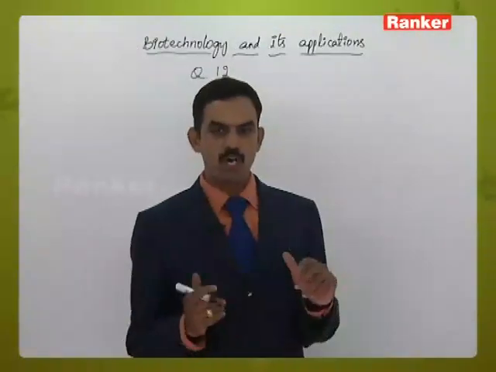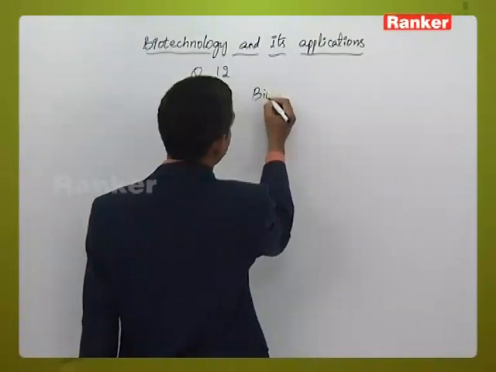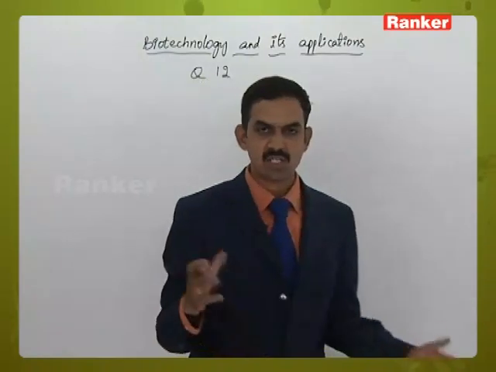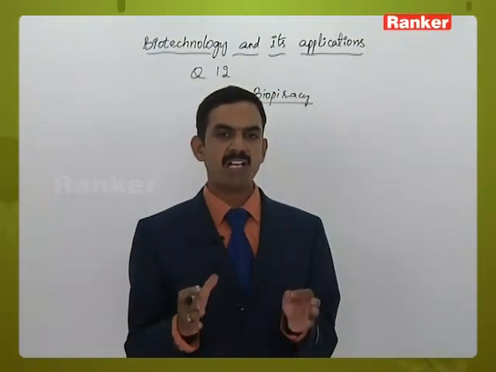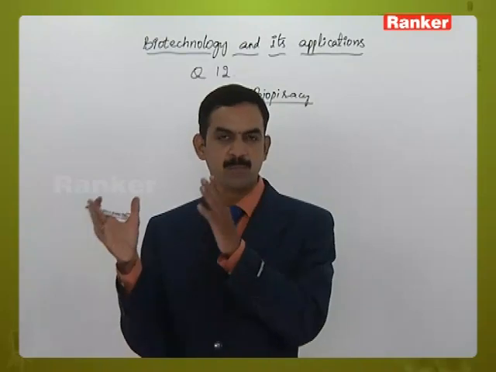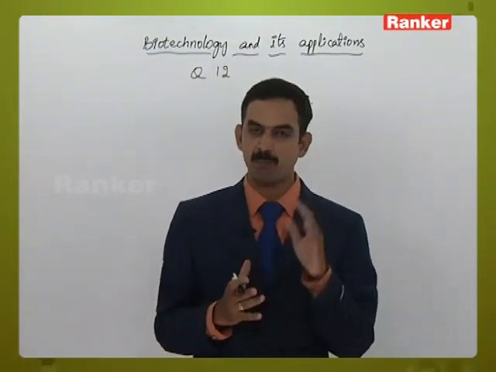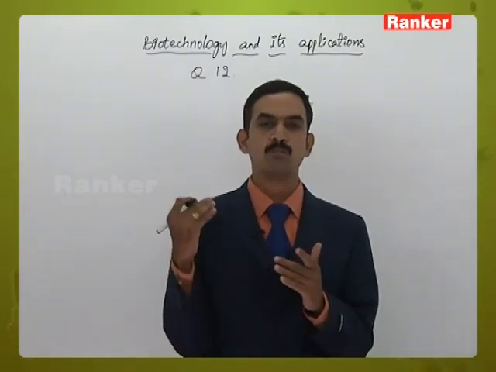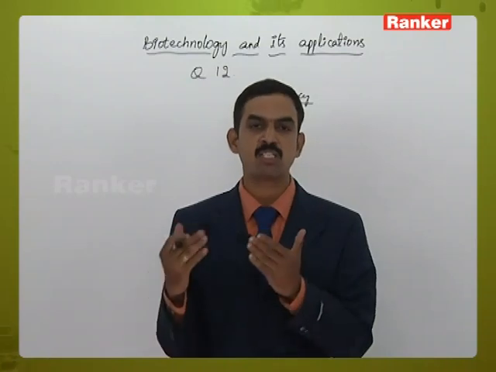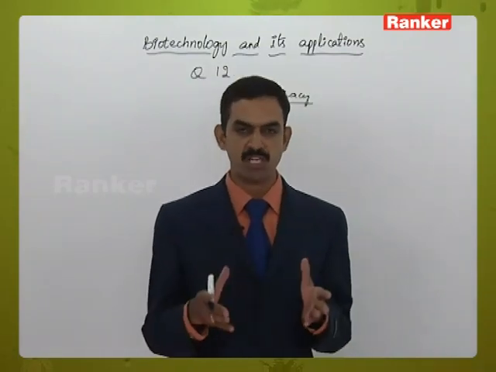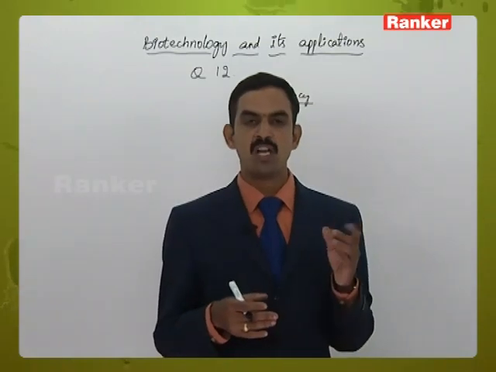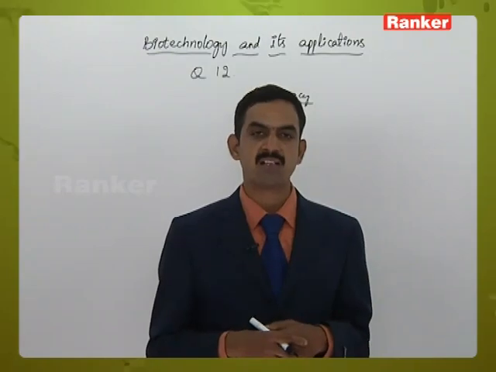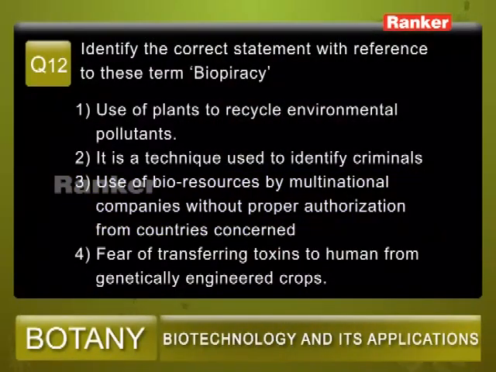Okay, here biopiracy. So already we had discussed that biopiracy is a process where, without prior authorization of the concerned country, a multinational company is using the products or the plants which belong to that particular country. That is called biopiracy. That is exploiting the bioresources of that particular country without giving any specific information. So we can say the use of bioresources by multinational companies without proper authorization from countries concerned. So question number 12, the correct answer is 3.